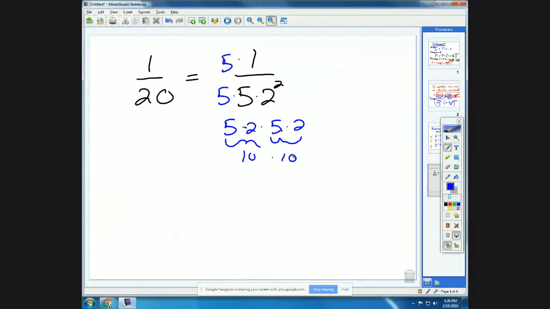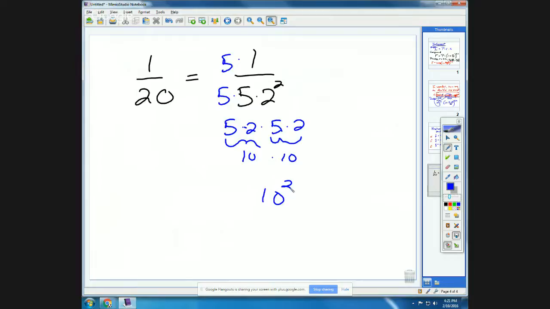5 times 2 squared is not a power of 10. To be a power of 10, the 2 and the 5 have to have exactly the same power. Powers of 10 are things like 10 squared. So if I have a 2 squared, I need a what squared here? A 5 squared.